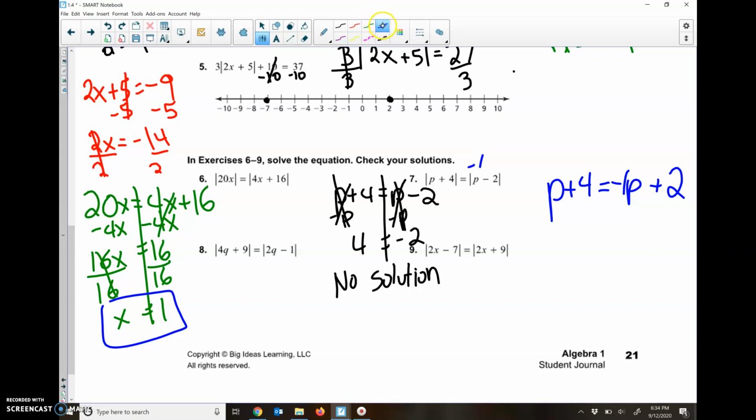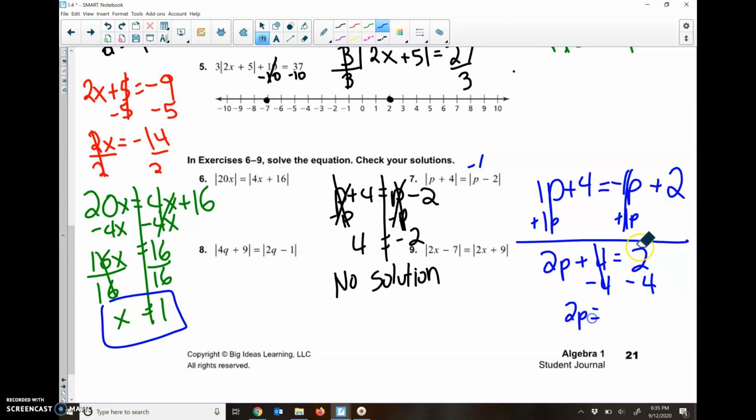Let's see if the same thing happens over here. So it's a minus 1p, so I'm going to add 1p to both sides. 1p and 1p gives us 2p plus 4 equals 2. Then it's a plus 4, so I'm going to minus 4 from both sides. 2p equals 2 minus 4, which is negative 2. That's a 2 times p, so I'm going to divide. Negative 2 divided by 2 is negative 1. So this is one where it only really has one answer, because the first answer was no solution. And our one answer here is p equals negative 1.